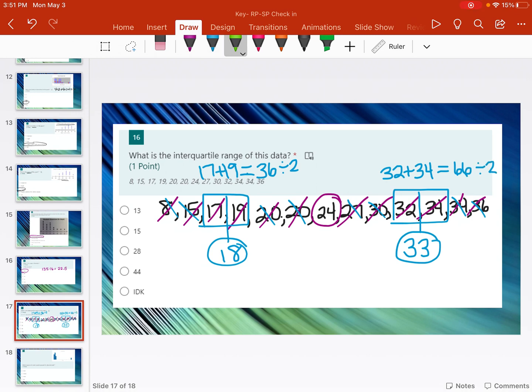And then finally, we're not done. We have to find the interquartile range, the range between these two numbers. So we're going to subtract them. 33 minus 18, which is 15. So 15 is our IQR.